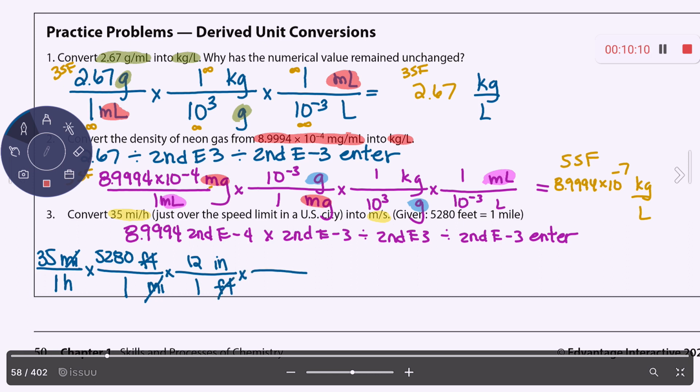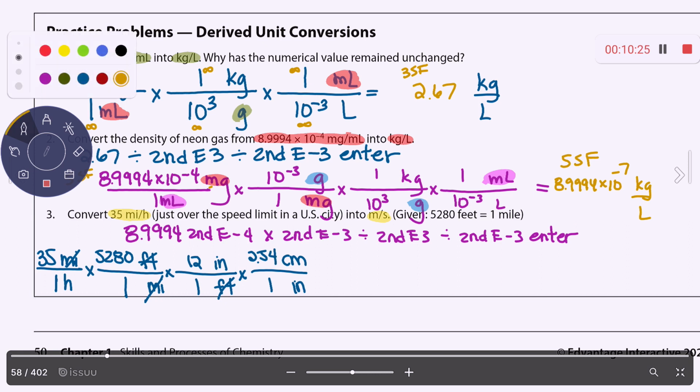On the first page of this section, we learned that you can convert inches into centimeters. It is an exact unit equation, okay? So 1 inch equals 2.54 centimeters. So I'm just going to make a note here that this was exact.